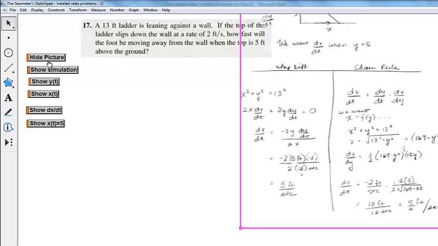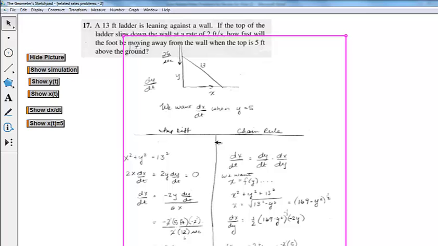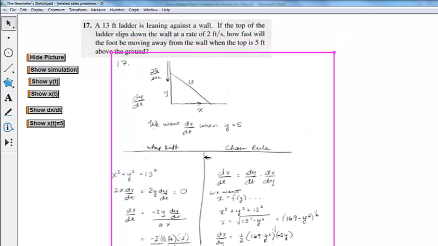So first of all, I'm going to show you the calculus of it as I drew it here with my lovely diagram. Then we're going to go through the calculus first, but then I really want to build a simulation so that you get a better idea of what's going on, especially as we take the derivative with respect to time.